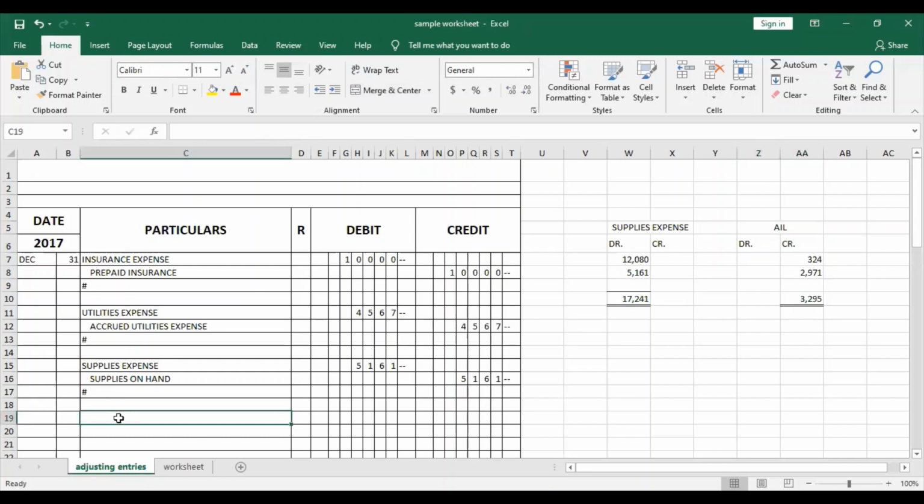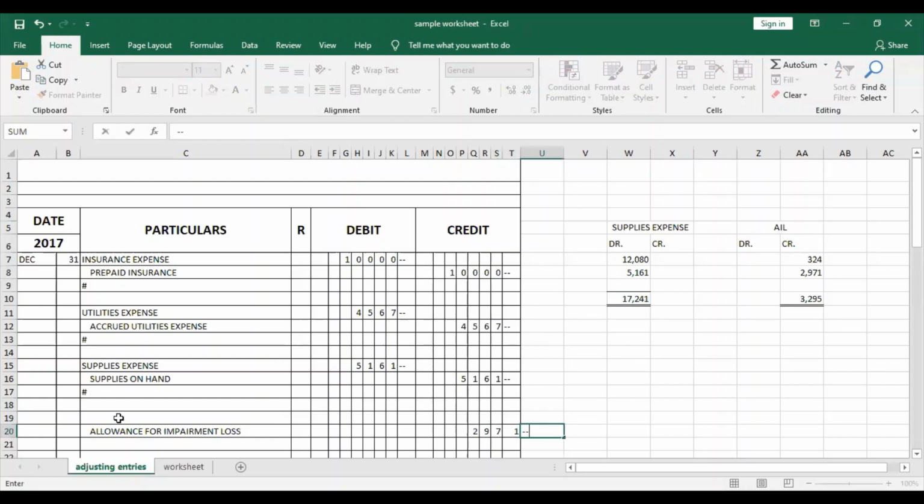So, ang entry natin dyan, credit allowance for impairment loss. How much? 2,971. And then, 2,971. Yan.